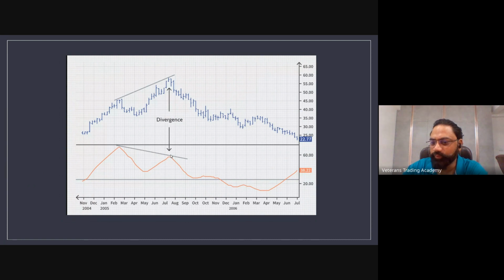So chances are that momentum is waning off, and people who are long may be inclined to take some part of their profit, or maybe exit completely as they see the divergence, or they will tighten their stop loss, put a trailing stop loss or something like that.